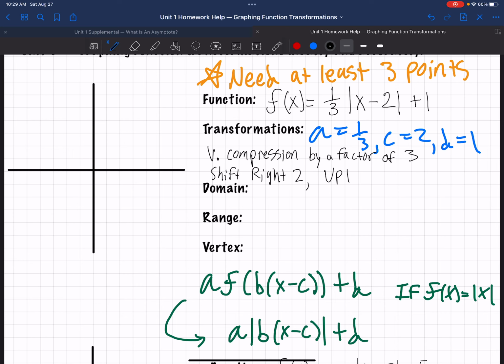Nice. Let me make that a little bit clearer. That is up 1. That's a terrible one. Let's try that one more time. Haha, one more time. Okay. And I've got that.